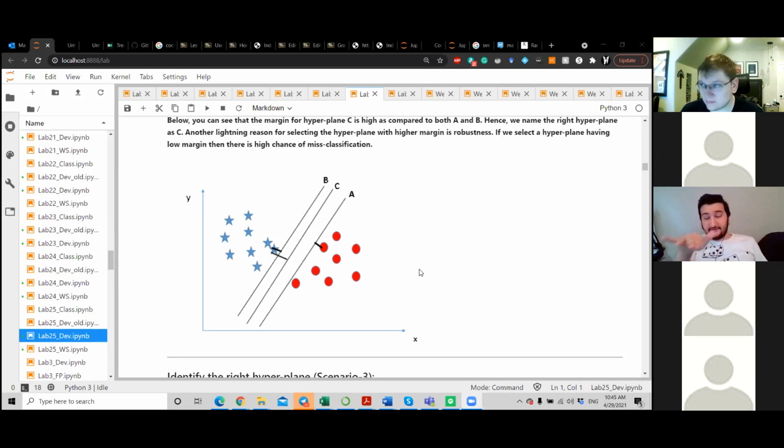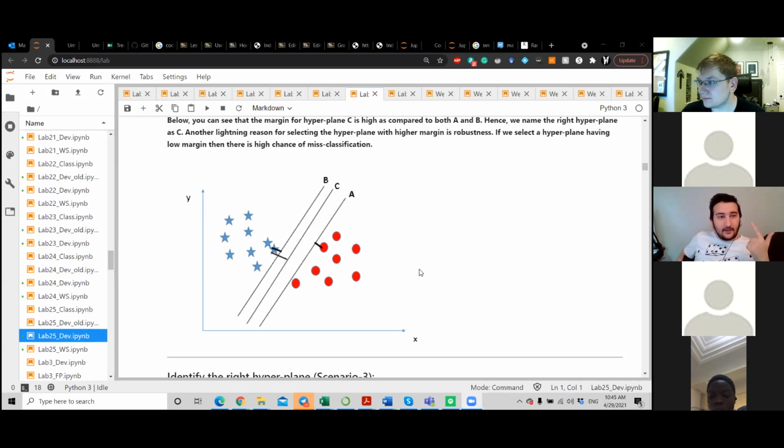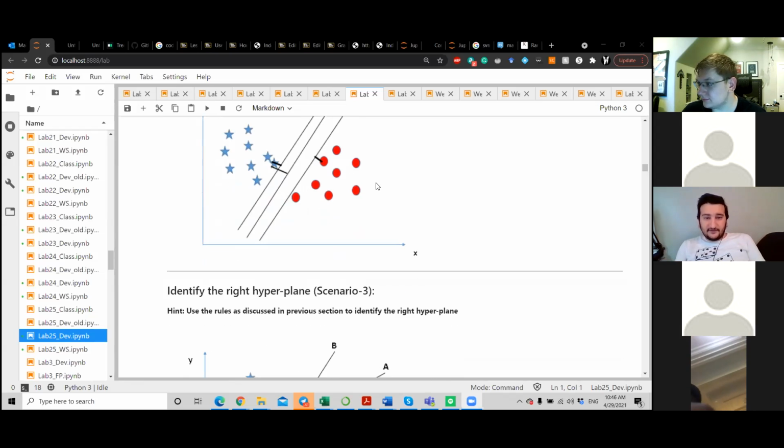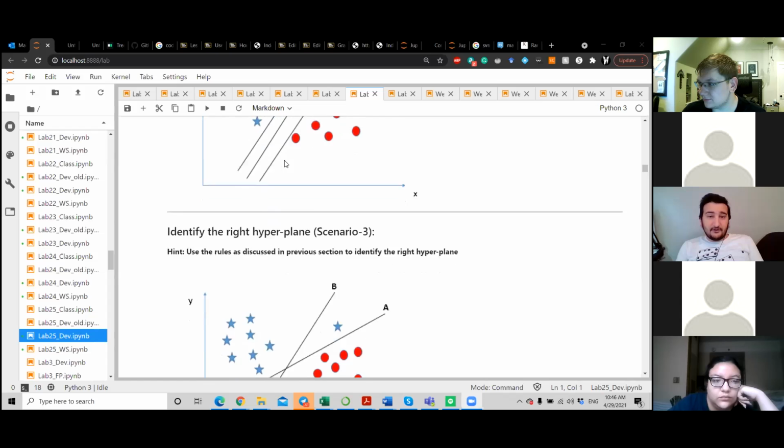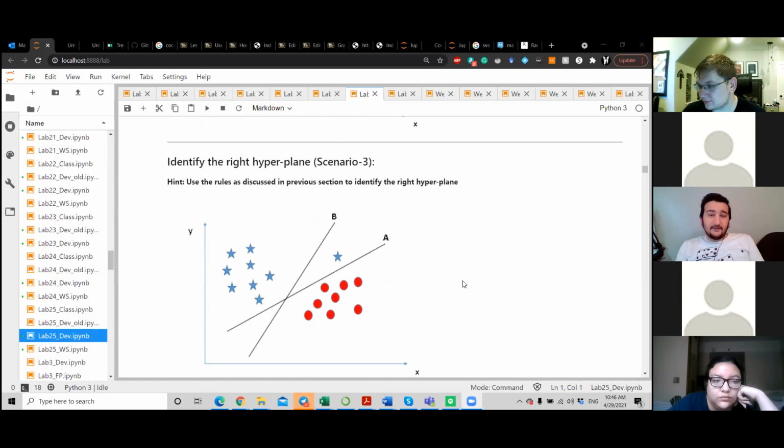So far in these scenarios, we have learned that we are looking at avoiding misclassification, and maintaining the largest possible margin that we can. Correct? Yes. Okay.